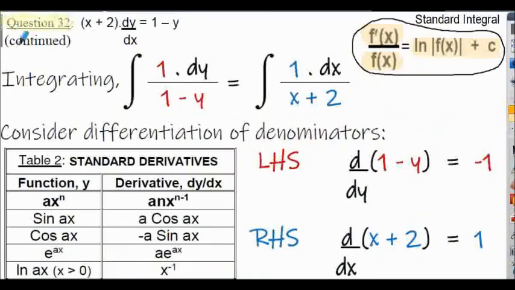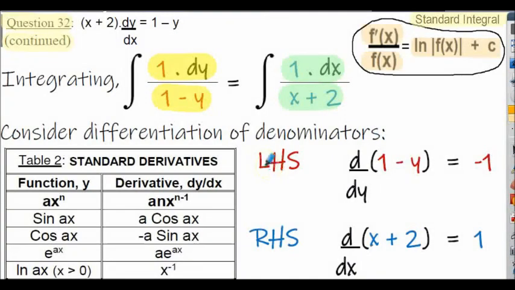Question 32, solution continued. I've tried to show on this slide, hopefully with more clarity, how we use this standard integral shown here. Just repeated the integrals from the previous slide, but using two-line formatting. So on the left-hand side, we're integrating 1 dy divided by 1 minus y. And on the right-hand side, we're integrating 1 dx divided by x plus 2.